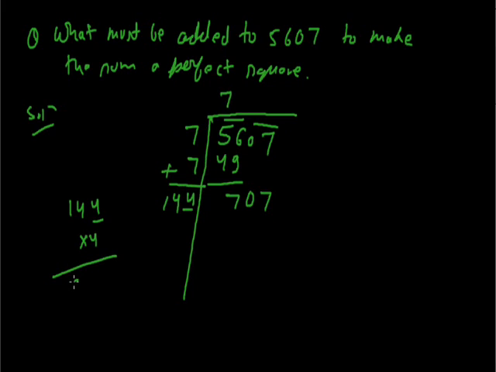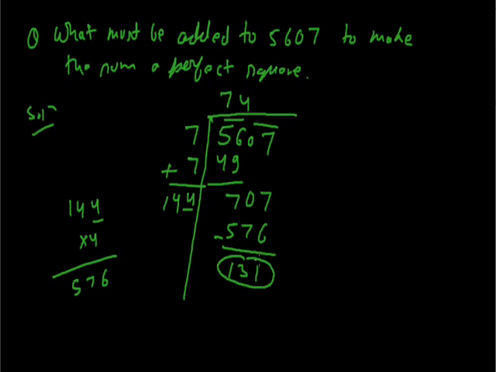I get 576. So I have to put 4 here, 576. So 131 is the remainder. Now if the question is of subtraction, then our answer should be 131.